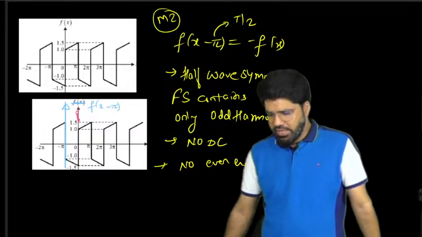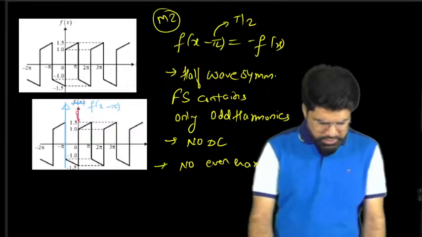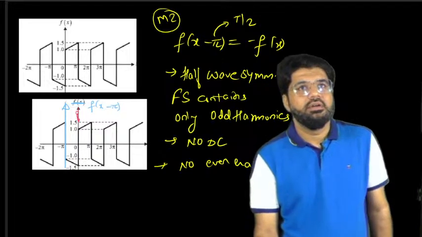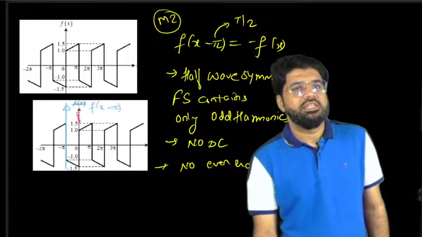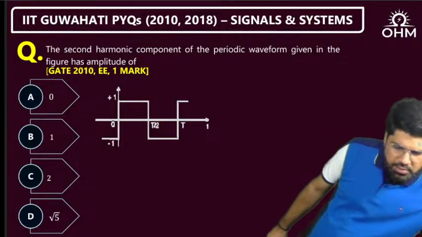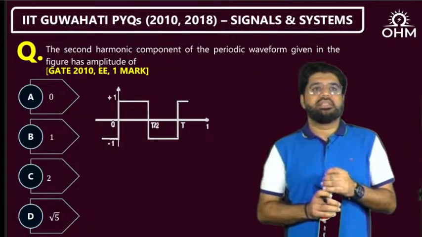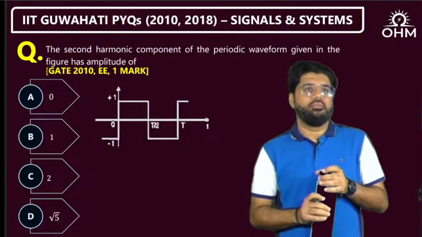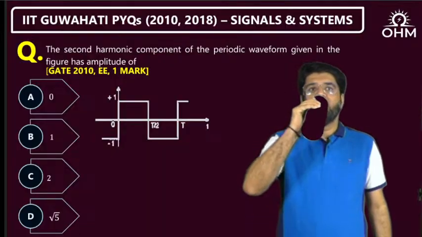Then let's go to the next question, if this is clear. This was GATE 2018 Instrumentation, 2 marks. Now see, GATE 2010 1 mark question, a simple question again. The second harmonic component of the periodic waveform given in the figure has an amplitude of.